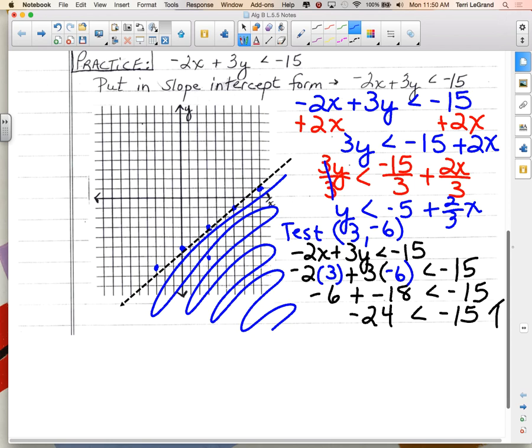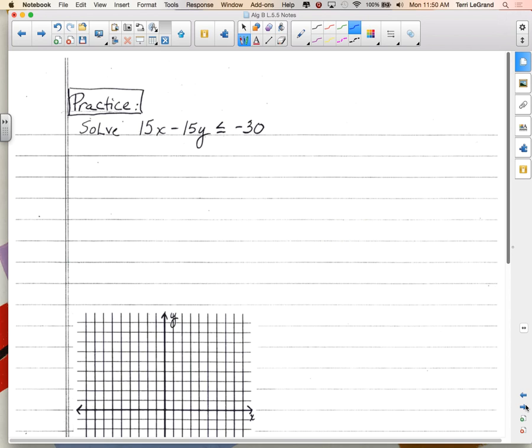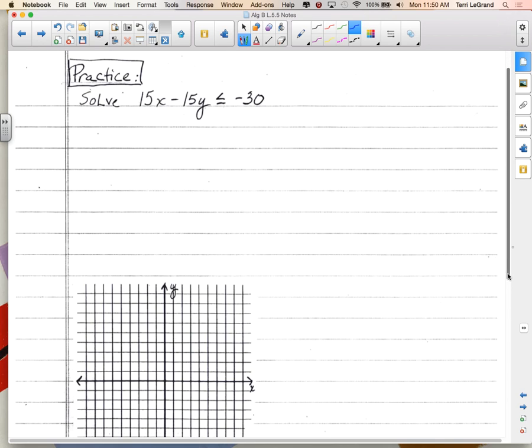Okay, let's go to the back side then and try one more together. You go ahead and get this one put into the slope-intercept form first, and then stop after that. I think some of us still need to correct our mistakes we're making there.